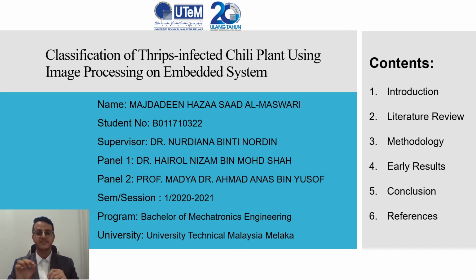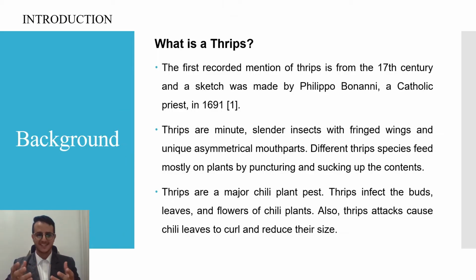Classification of thrips infected chili plant using image processing on embedded system is my title. What are thrips? Thrips are a very small class of insects that can target many sets of plants and destroy them. Besides, thrips are a major chili plant pest. Thrips infect the buds, flowers, and leaves of chili plants.